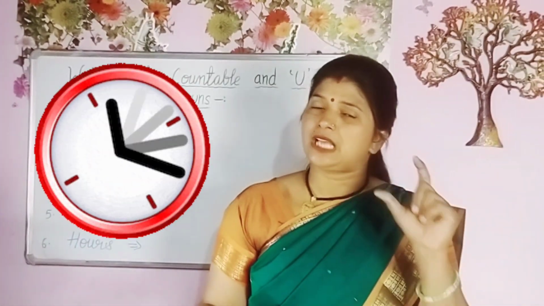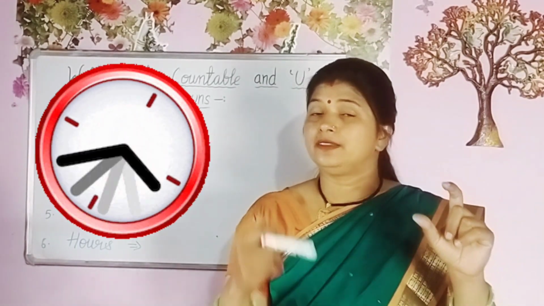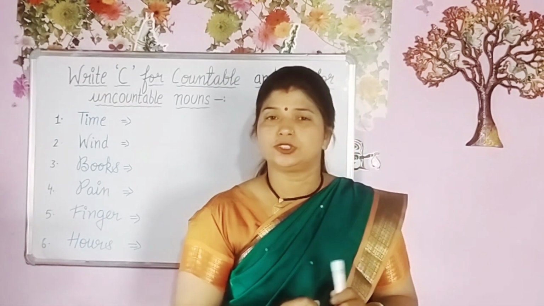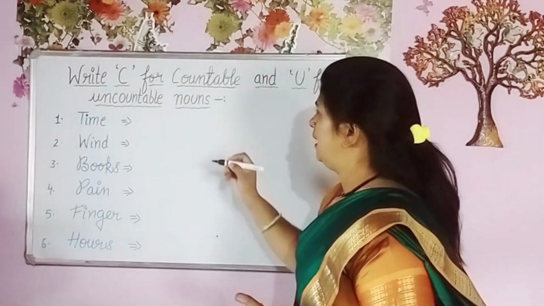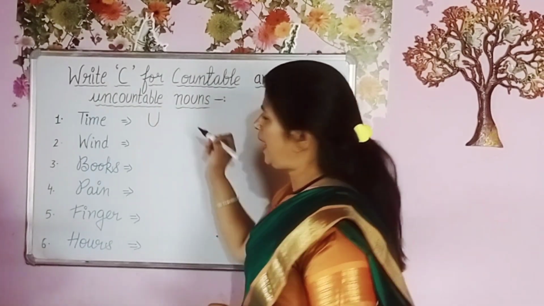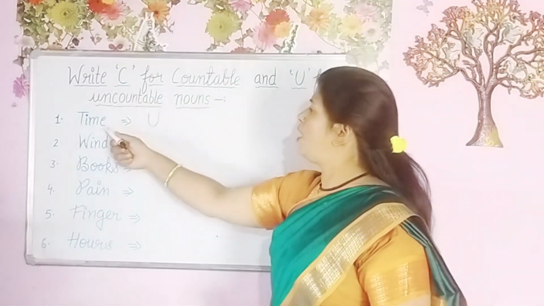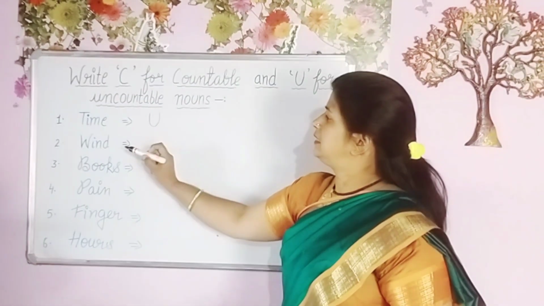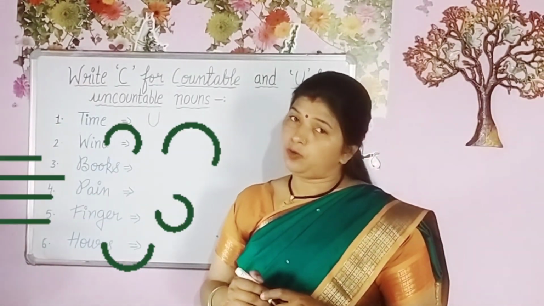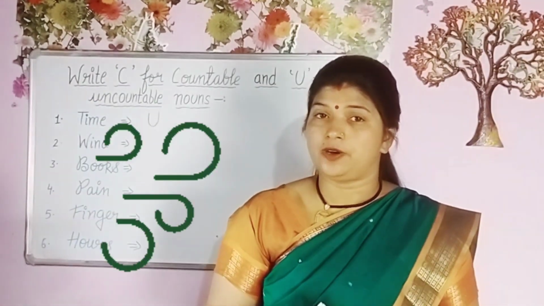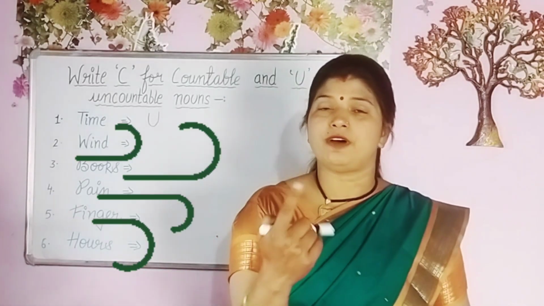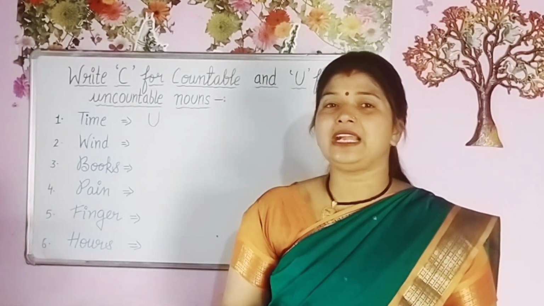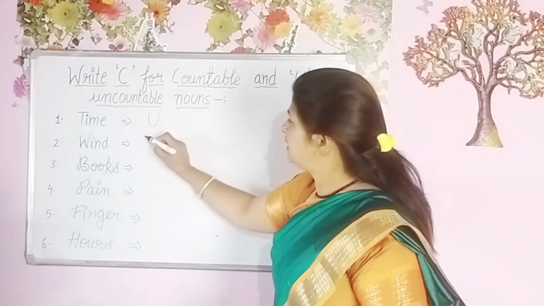Otherwise, if the amount of time is mentioned, then only it will be a countable noun. Otherwise it will be an uncountable noun. So right now I am writing, time is uncountable, because no amount of time has been given, only time has been mentioned. Now the second one is wind. Can you count wind? No. One wind, two wind, can you count? No. So wind is uncountable.